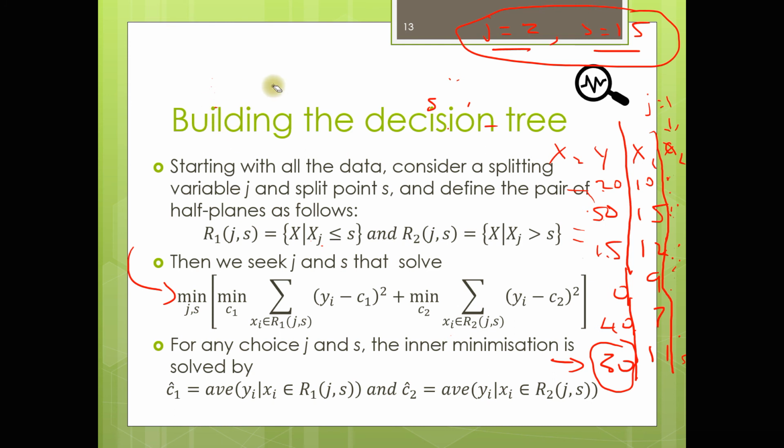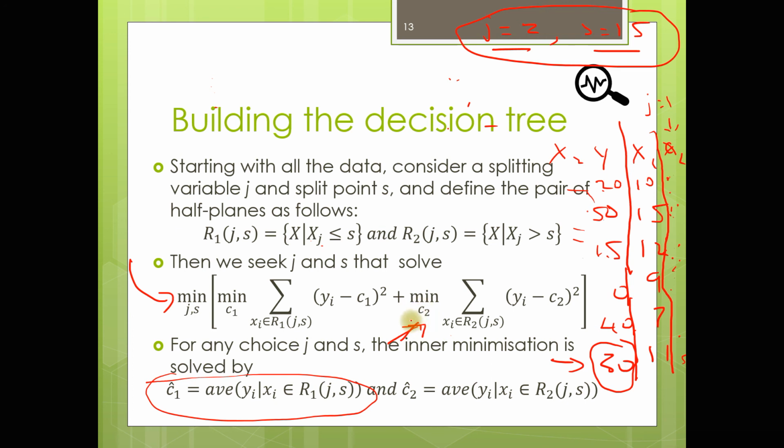All the building of a decision tree is based upon this principle here: the minimization of the sum of squares within two different regions, and an overall minimization based on a combination of split variable and split point. Obviously, the advantage is that the inner minimization is done in a very straightforward manner. The inner minimization is done through the average, as I explained to you.